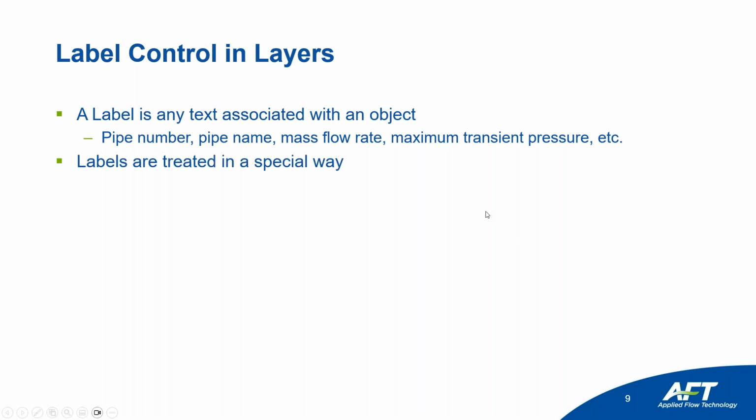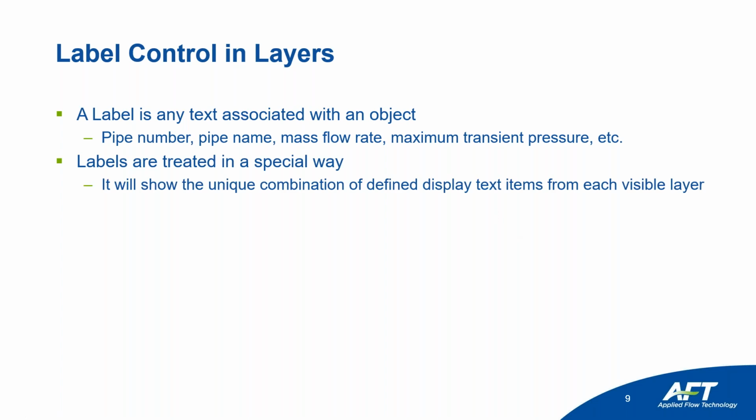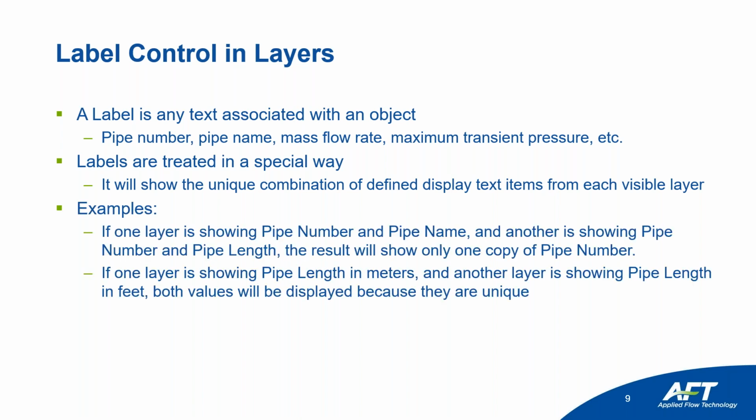Labels are treated in a special way. It will show the unique combination of defined display text items from each visible layer. Example. Okay, let's see. If you have one layer showing pipe number and pipe name, and you have another layer showing pipe number and pipe length, and you show them both, the result will show only one copy of the pipe number, because it will not show the pipe number twice. It will show it once.